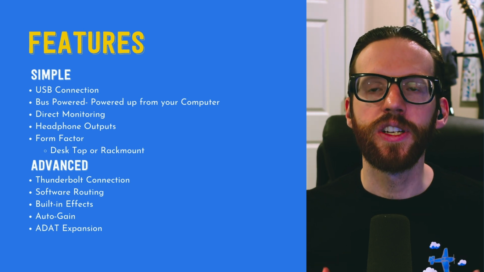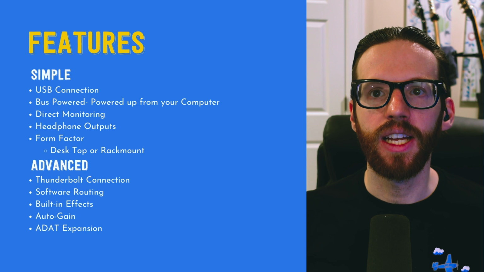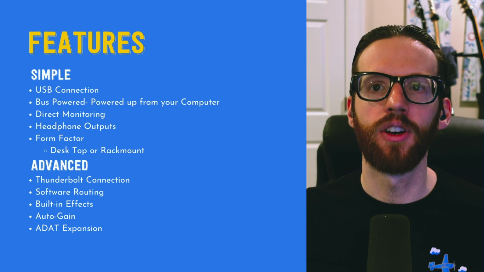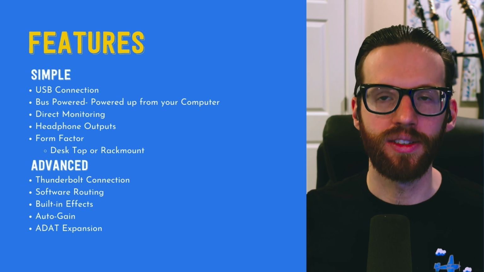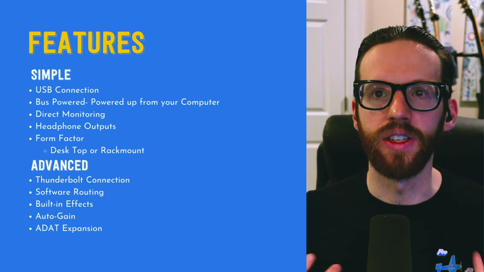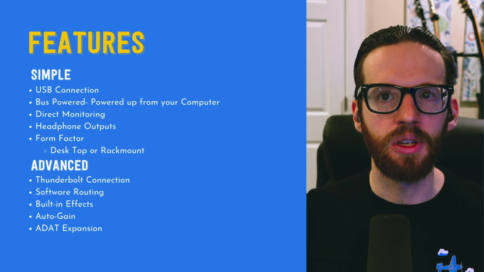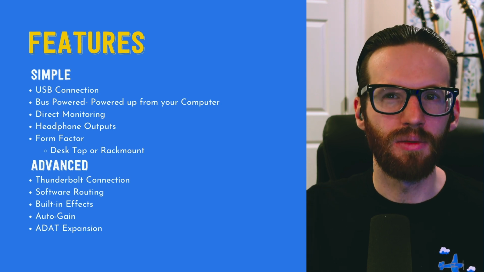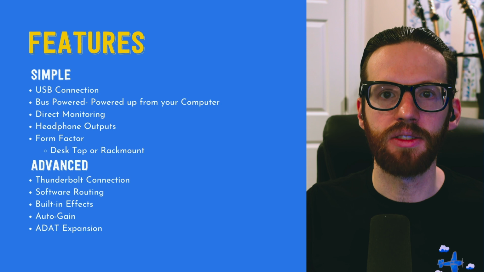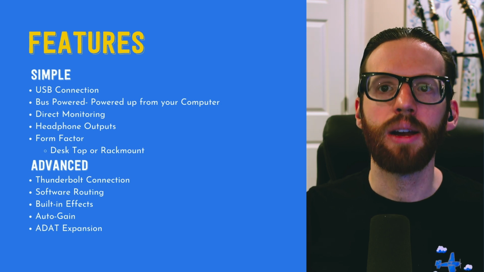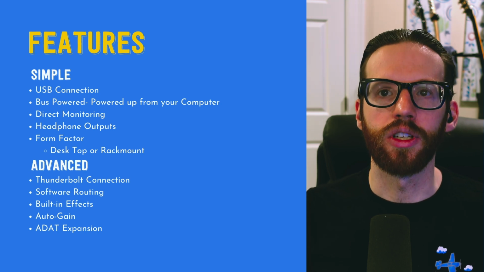And one feature to consider for both simple and advanced audio interfaces is the form factor. So this essentially dictates the shape of the unit and how accessible the controls are. For a desktop unit, these controls are typically going to be on the top or maybe on the front, but it's going to be more easily accessible if it's just laid flat on the desk. Whereas with a rack mount version, all the controls are going to be on the front.